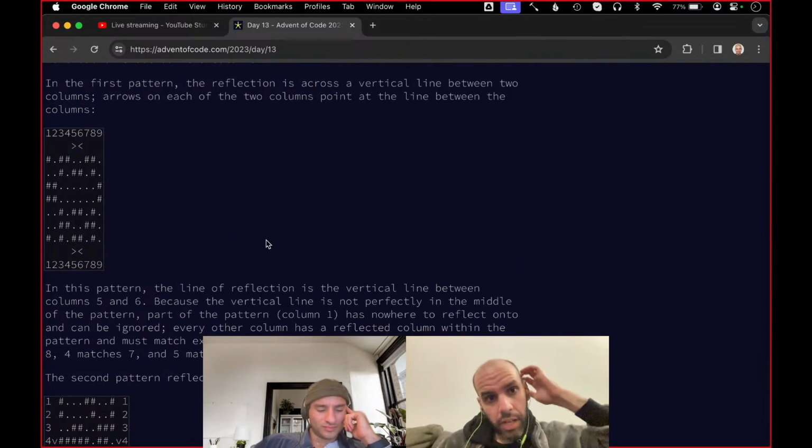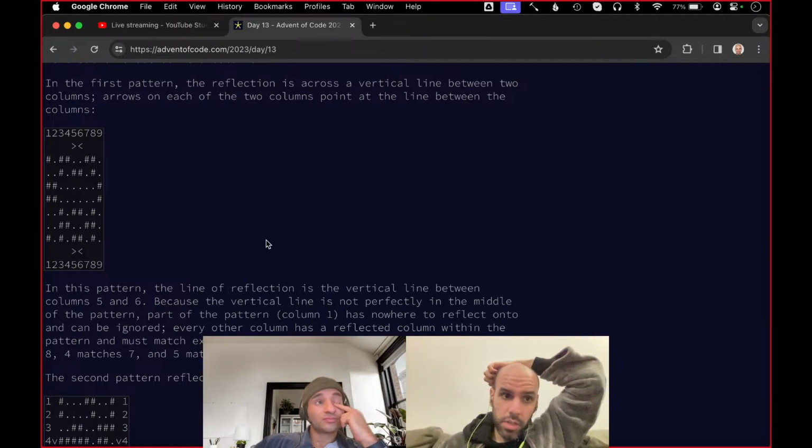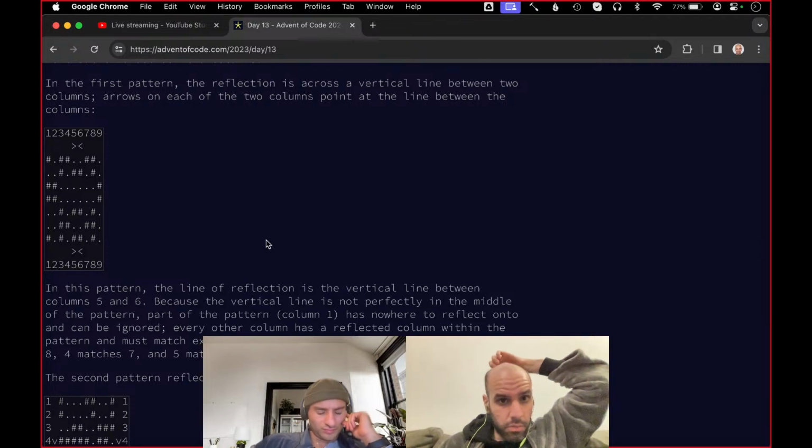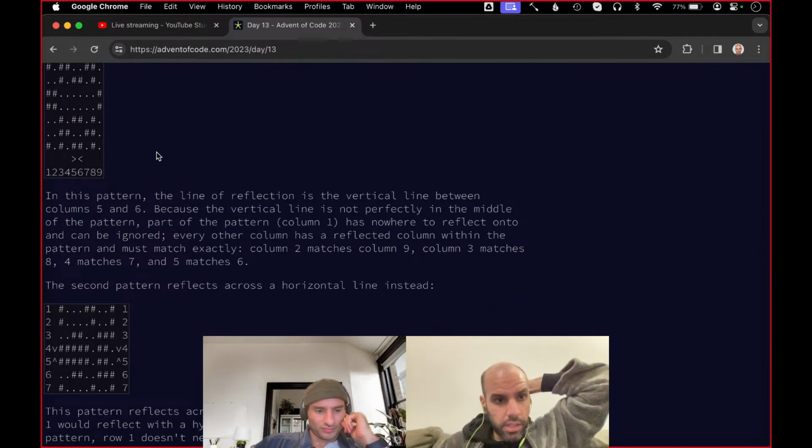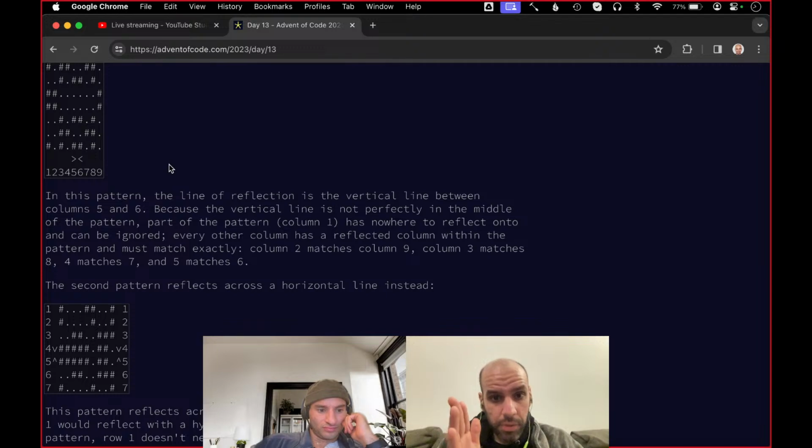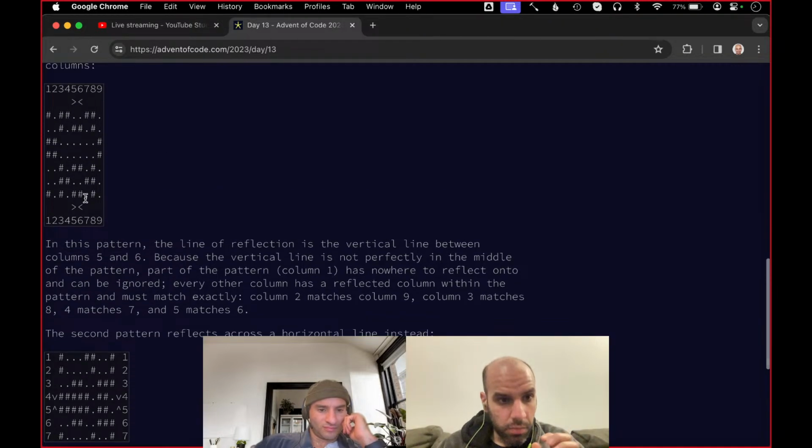In the first pattern, the reflection is across a vertical line between the two columns, with arrows on each of the two columns pointing at the line between them. Okay, so it's just showing what we saw. In the pattern, the line of reflection is the vertical line between columns 5 and 6. Because the vertical line is not perfectly in the middle of the pattern, part of the pattern, as we observed, column 1, has nowhere to reflect onto and can be ignored. Every other column has a reflected column within the pattern and must match exactly. Column 2, for instance, matches column 9.